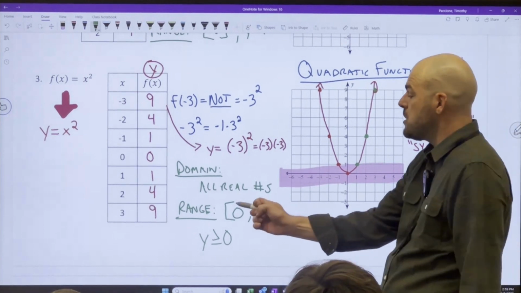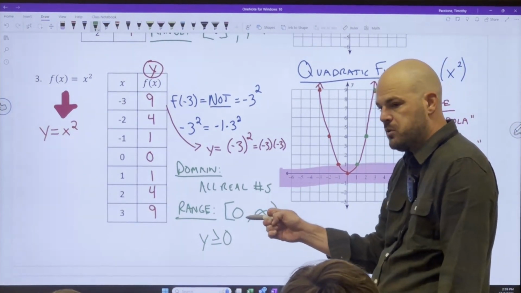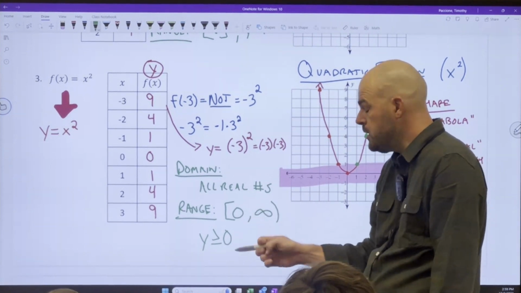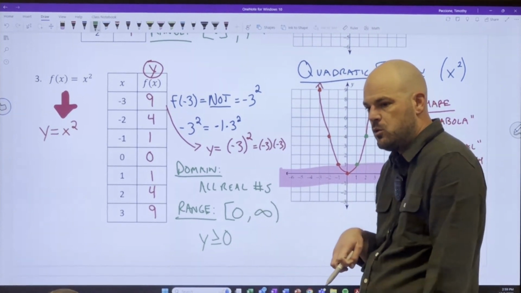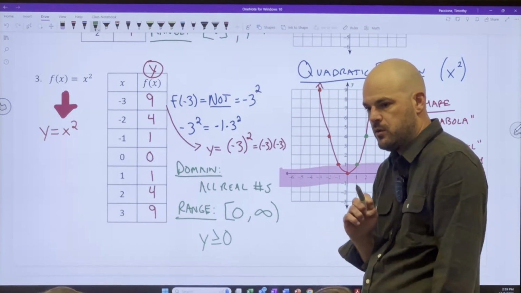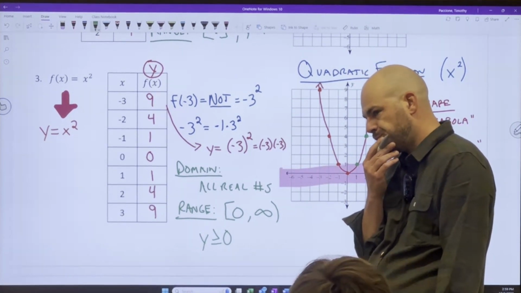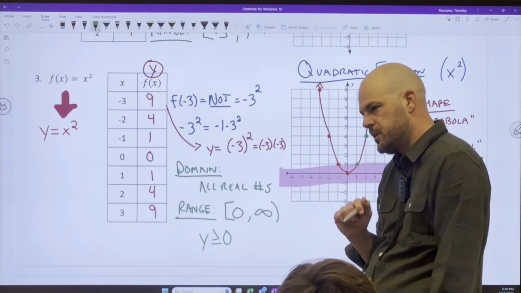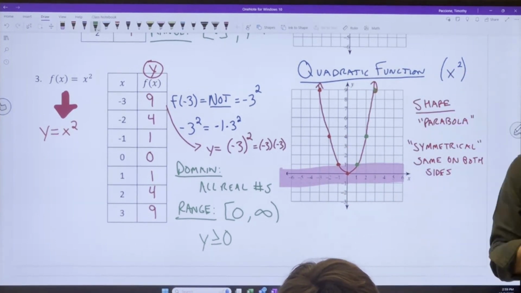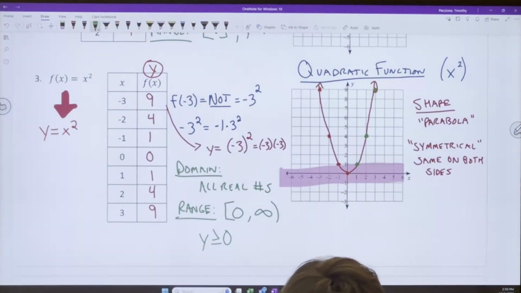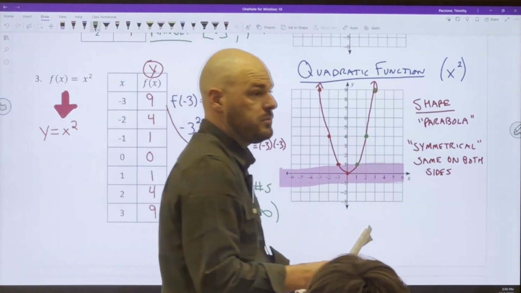Is it meant to have the fancy bracket? Absolutely, good question. So 0 has a hard bracket because that's something you could plug into the function and get a value for. That's an input that's included. Infinity is not something you could plug into a function and get a value for. So it gets that soft bracket. Okay? I remember. Must have had a good algebra one teacher. Yeah, so that's why those brackets are different. Okay, so that's a quadratic function.